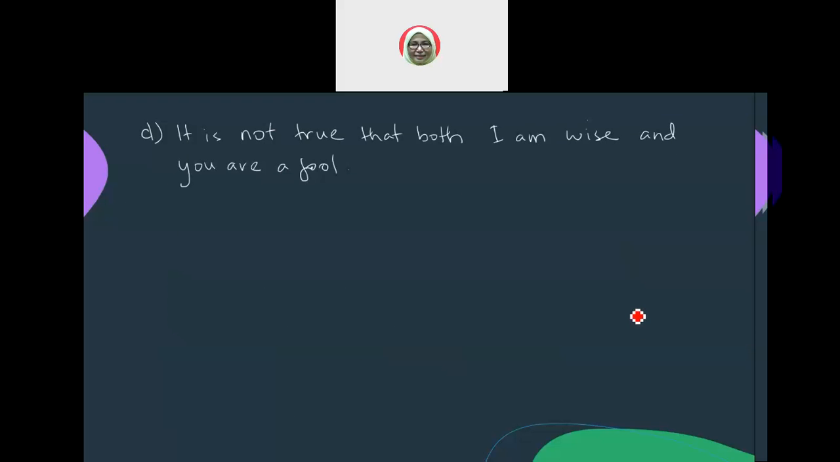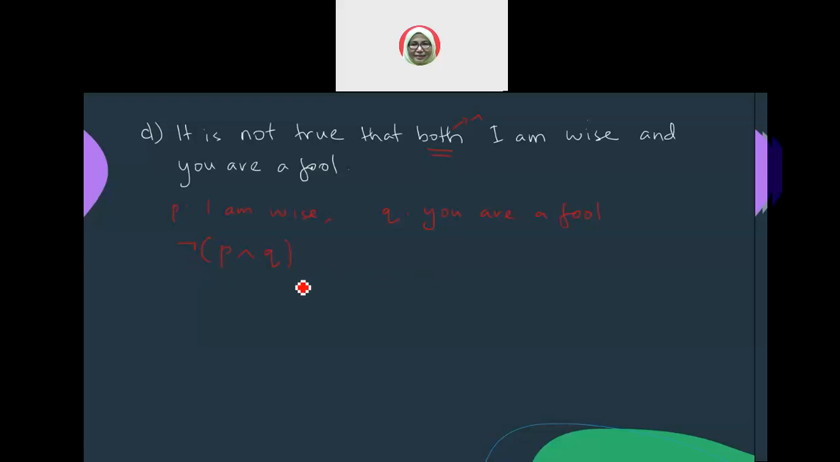Question D. It is not true that both I am wise and you are a fool. Assign simple statements: P, I am wise. Q, you are a fool. Translate this into symbolic. It is not true, so that means not outside. The word both refers to I am wise and you are a fool.